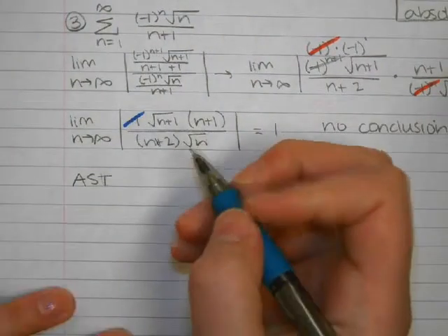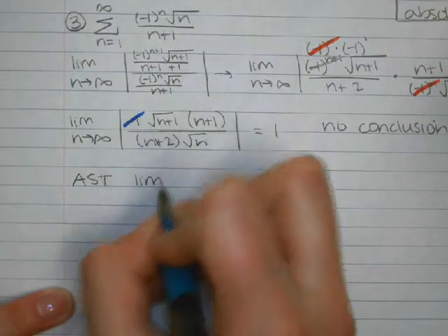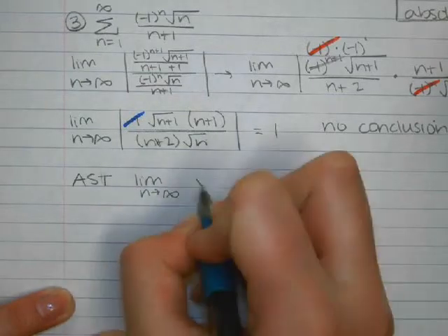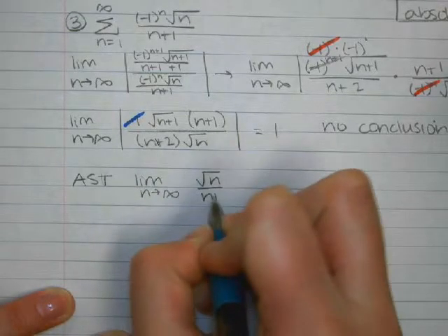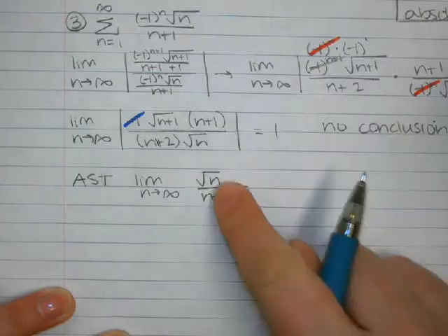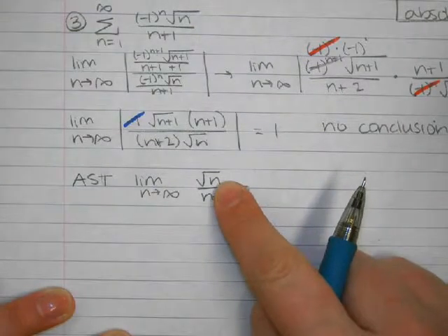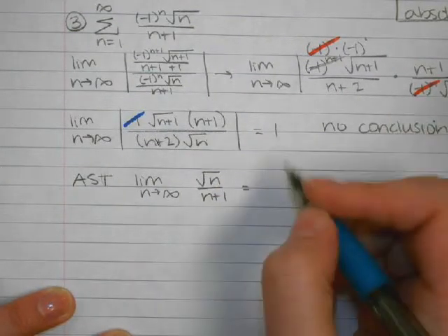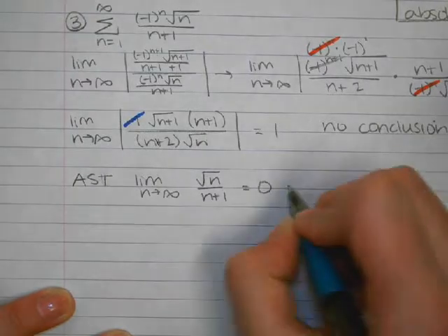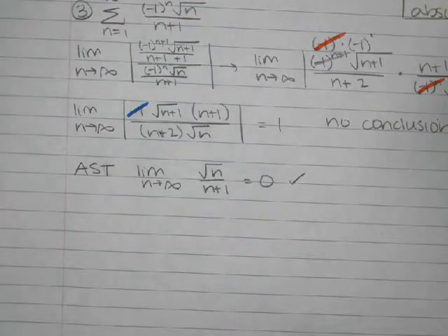Okay, so the limit as n goes to infinity of the square root of n over n plus 1, the exponent on the top would be a 1/2. The exponent on the bottom is a 1, and so that means that this limit is 0. So that's check, first part.